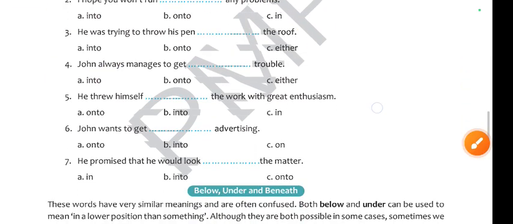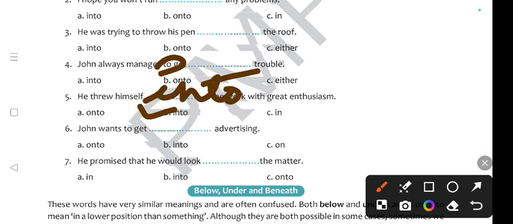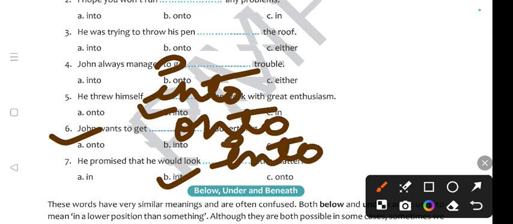So we are putting here into. Now he threw himself into the work with great enthusiasm. John wants to get on to advertising. Next, he promised that he would look into the matter. Look into is a phrase.